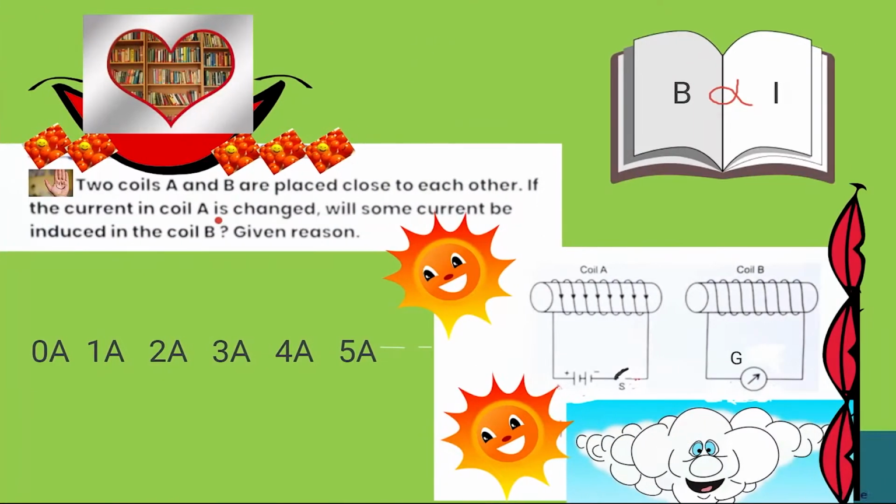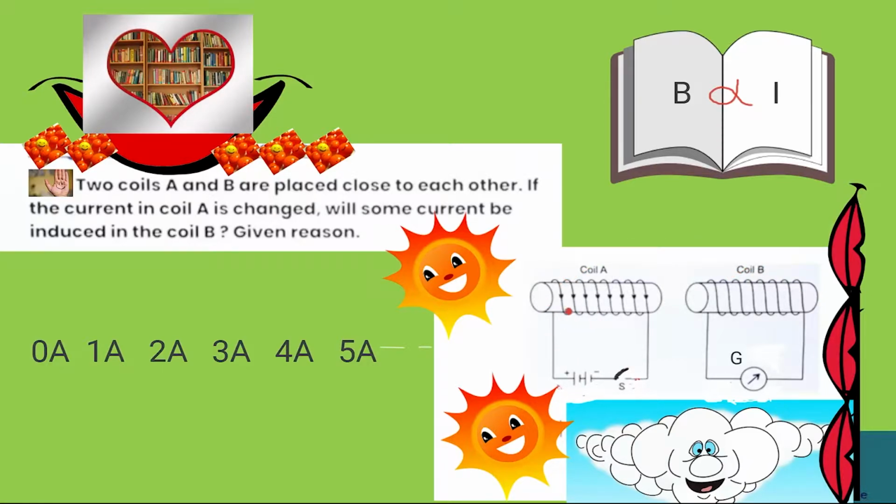So the question says, two coils A and B are placed close to each other. If the current in the coil A is changed, will some current be induced in the coil B? Give reason. In the diagram, they are showing that this is coil A and this is coil B.